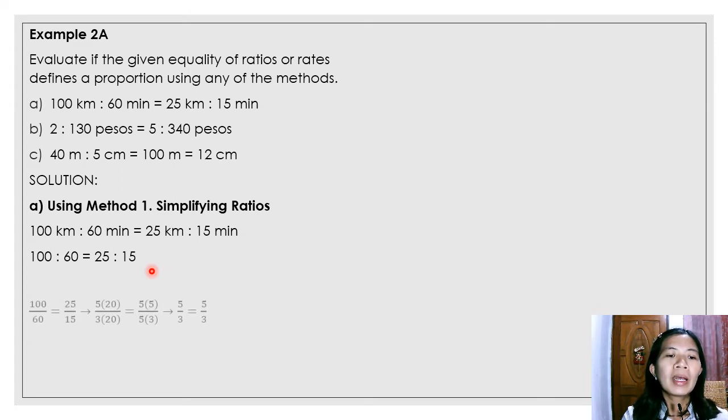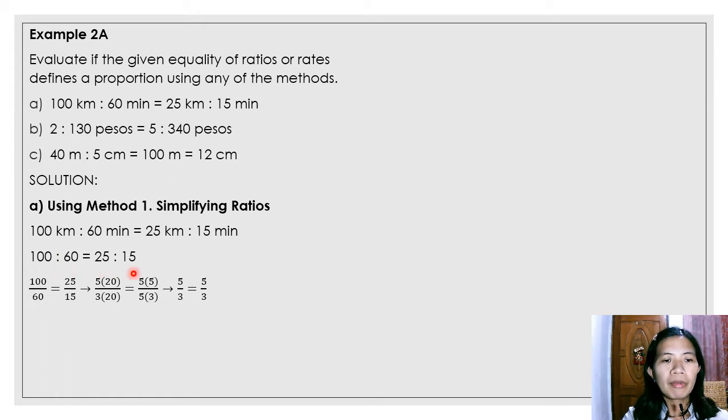Now, we will write this given into fraction. So 100 over 60 equal to 25 over 15. Then when we simplify, we are going to find the factors. So 100, what are the factors of 100? 5 times 20. What are the factors of 60? 3 times 20. For 25, 5 times 5, 15, 5 times 3.